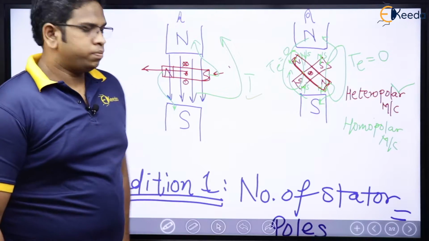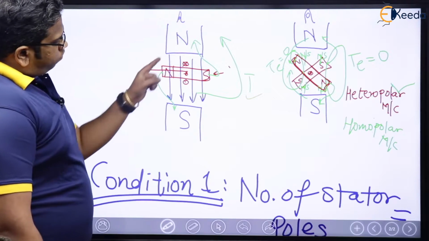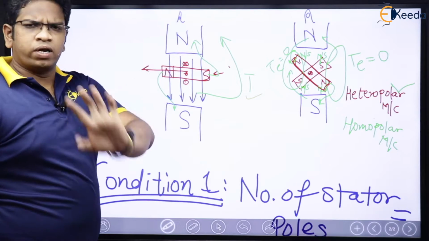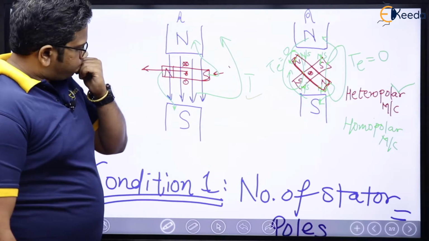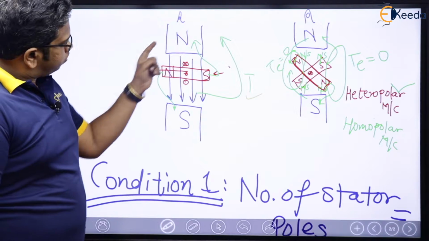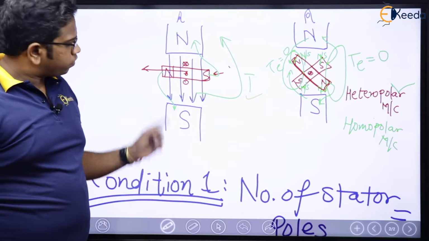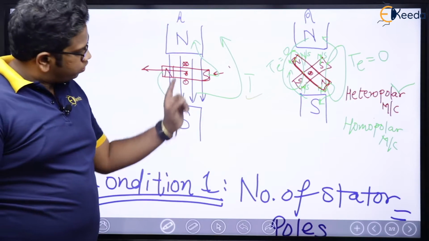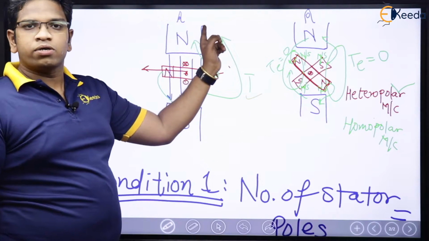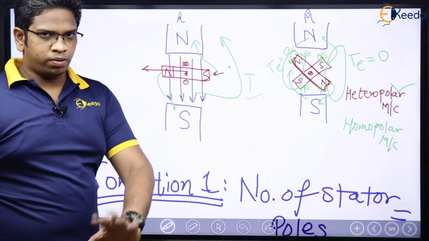Yeah, see here. For example, this is a motor, right? Now, north-south of stator, north-south of rotor. Torque is produced in anti-clockwise direction, already proved, no problem.